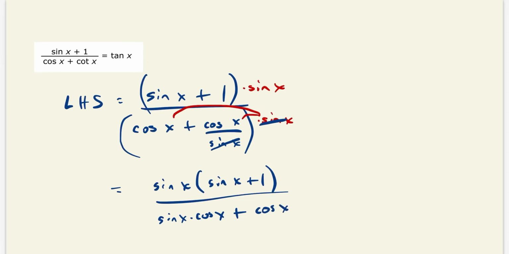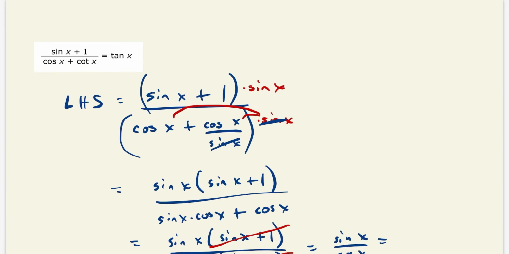Since I want to get a tangent, and I have a sine over, I want the cosine, sine over cosine to get the tangent, that means I'm going to factor out the cosine. So let's factor out the cosine from the denominator. And that leaves us with sine of x plus 1, which is perfect because now these cancel. And that gives us sine of x over cosine of x, which is tangent of x, which is equal to the right-hand side.